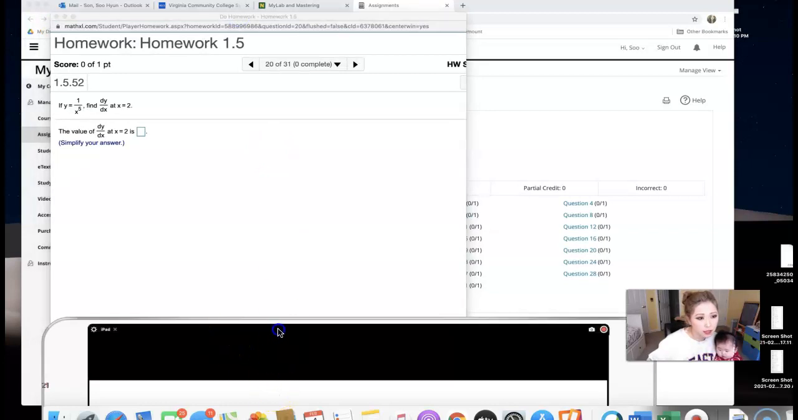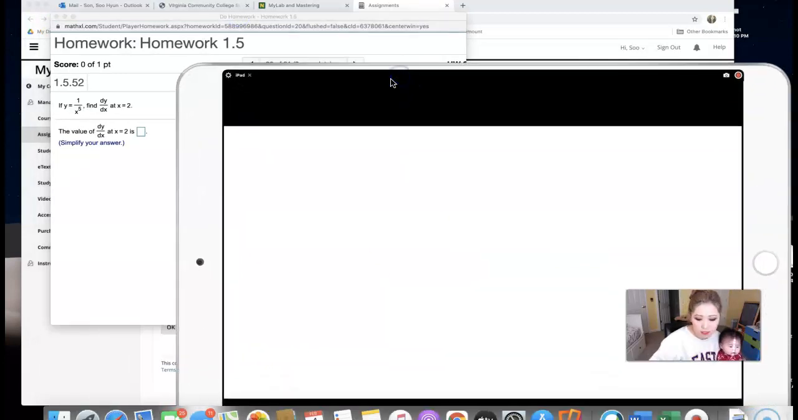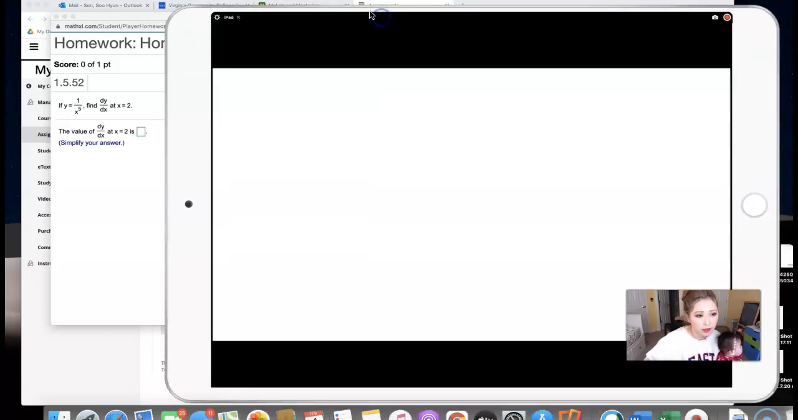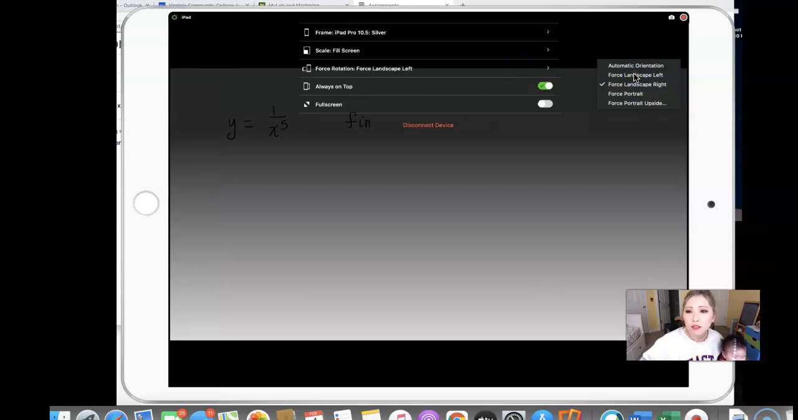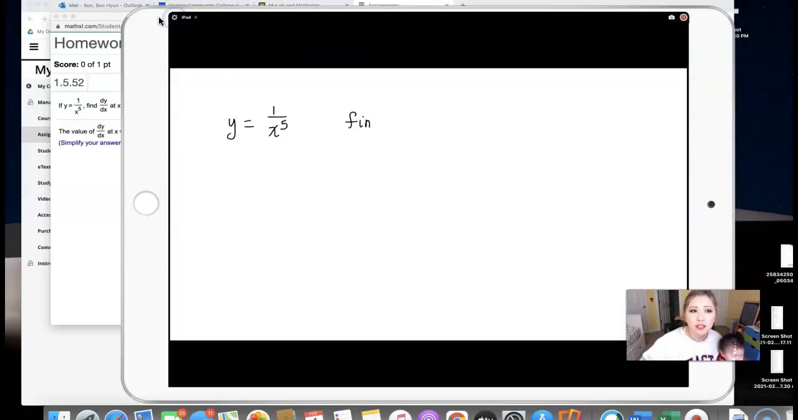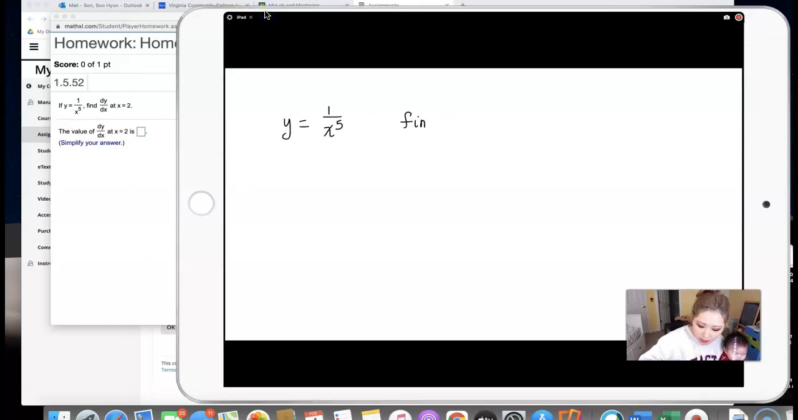It says if y equals, so this is my problem, but you may get a different looking problem, but hopefully they are similar enough. What I'm doing is going to be helpful. Okay, if y equals 1 over x to the 5th power, and, oh, this is upside down. All right, let me flip this real quick. There's all this mess. Is that better? Yes, that's better. It's not flipped anymore. They said find dy dx at x equals 2.